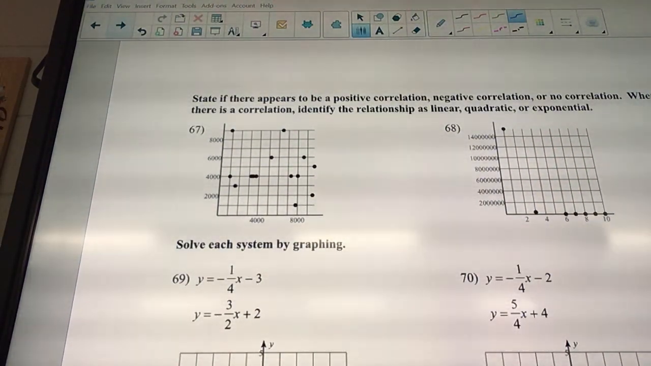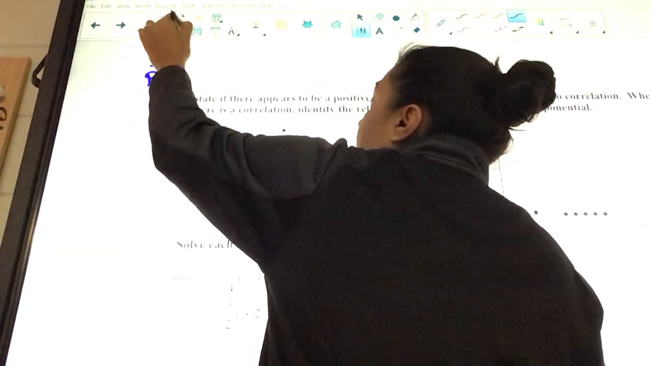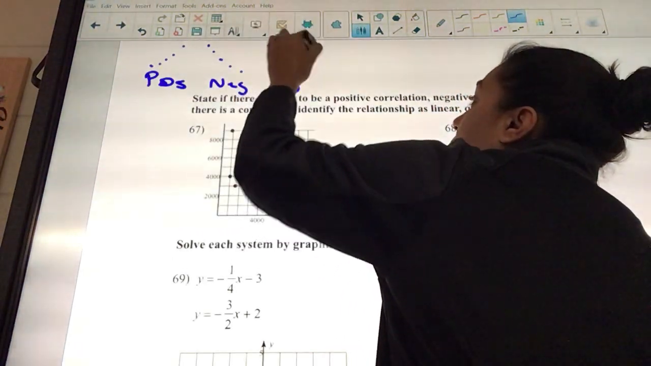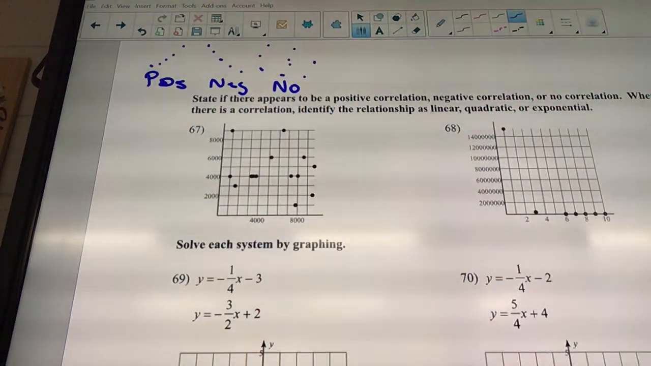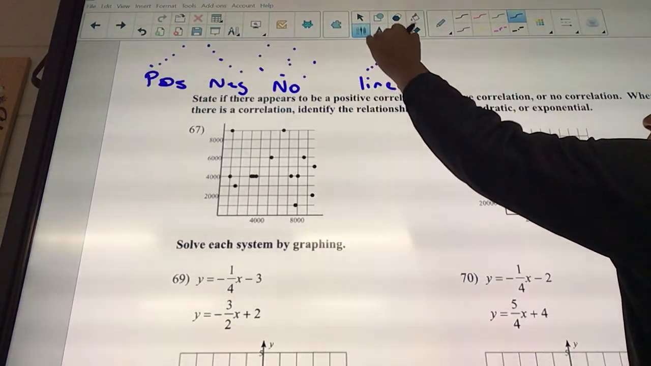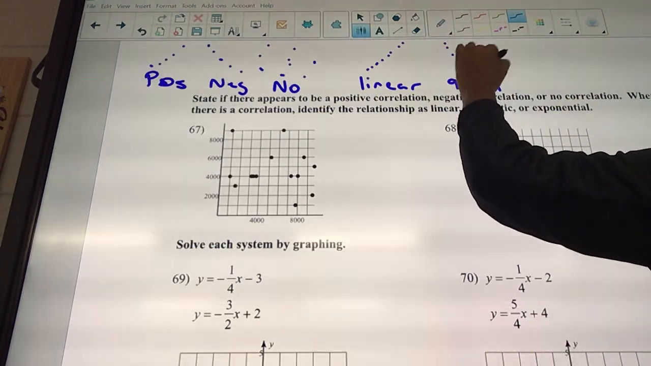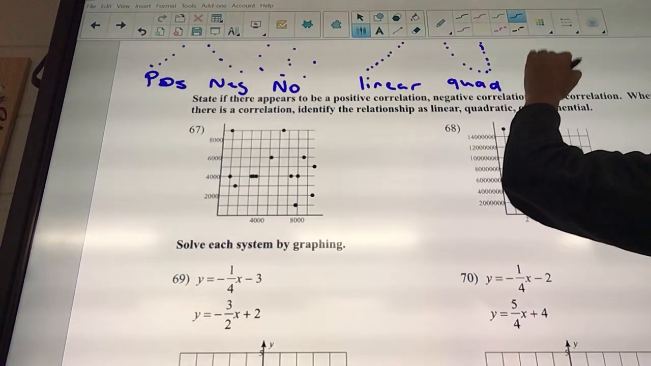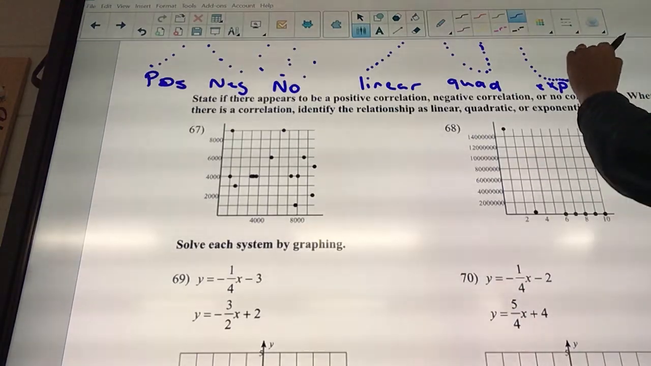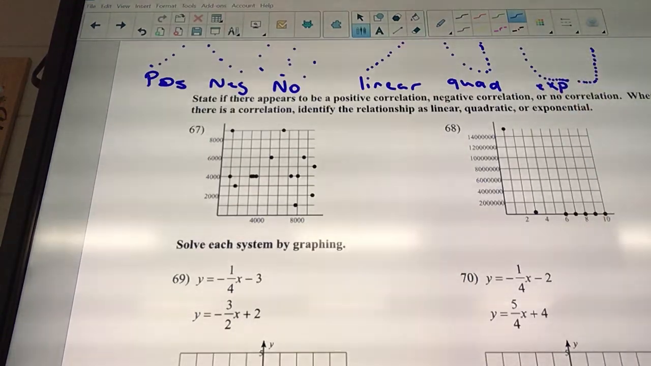Okay, there are 3 things: positive, negative, or none. Positive is looking like it's going up, our dots. The negative ones are looking like they're going down. And the no correlation is just all over the place. For linear, quadratic, and exponential: linear is going to look like a line. The quadratic is going to look like a U, even if it's only half a U. And the exponential is going to look like it flattens out, or it kind of starts and just goes. But you're going to see that it's just going to stay at 0.